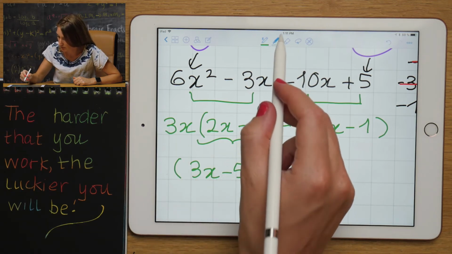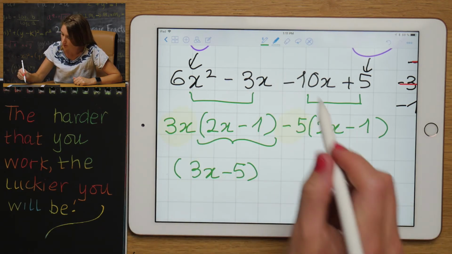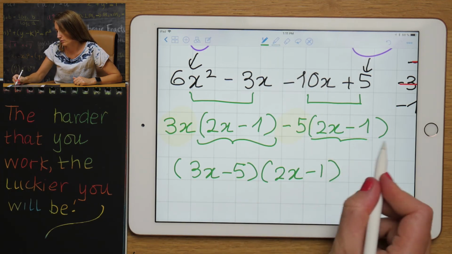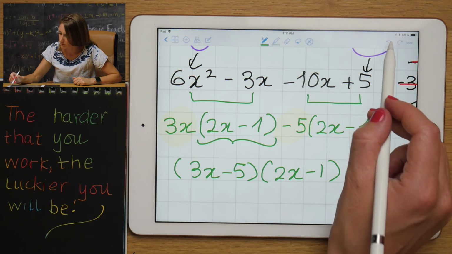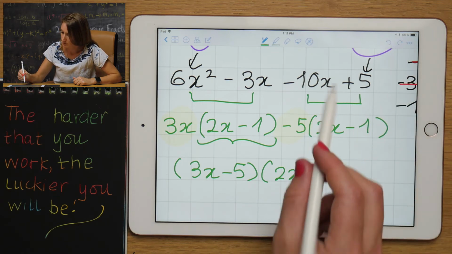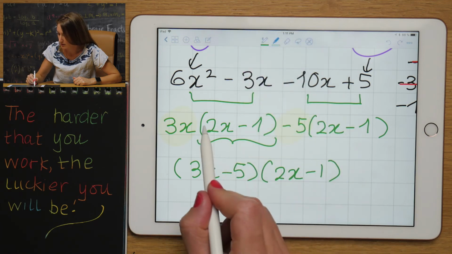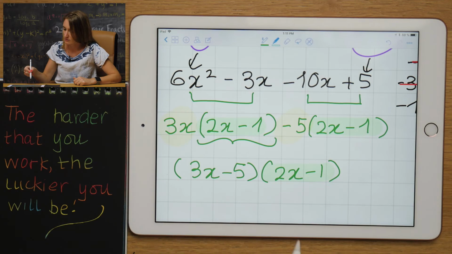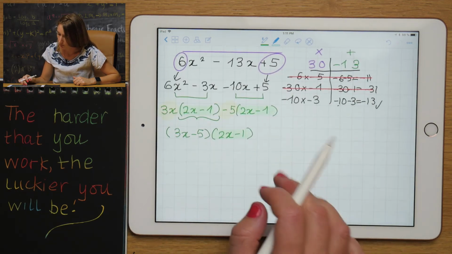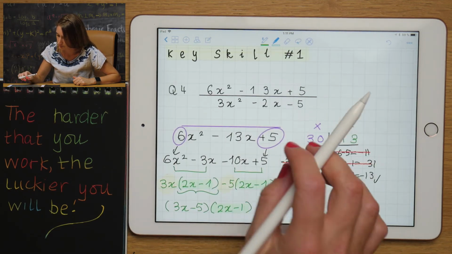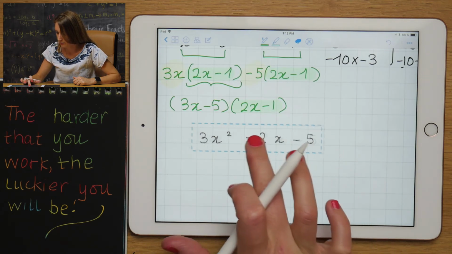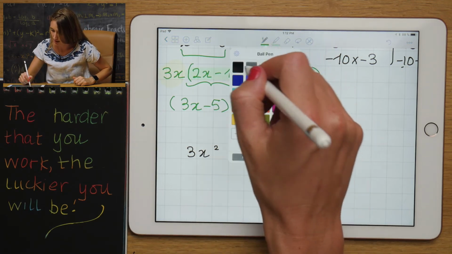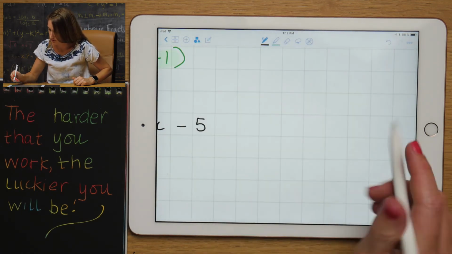Now, to get your final answer here, we're going to do 3x minus 5. So I'm going to take this one and this one, and the second bracket is going to be the bracket that was repeated, the same from both of these steps here. So you can see in this case 2x minus 1 here, 2x minus 1 there, and we've got it there. So that's the top factorized, or the numerator. We're going to repeat the process for the denominator here. You might already be really familiar with how to factorize these, but after a long summer, I don't think it's a bad idea to have a revision.